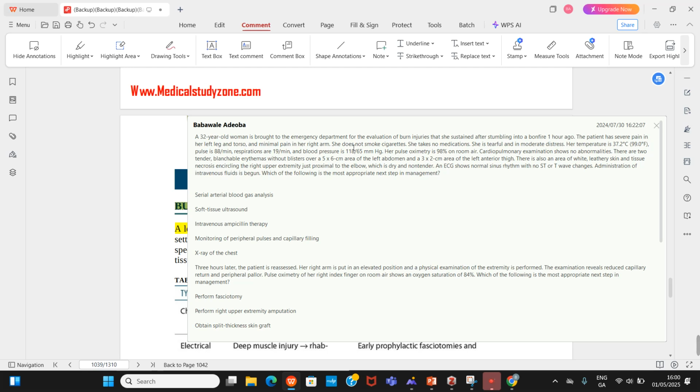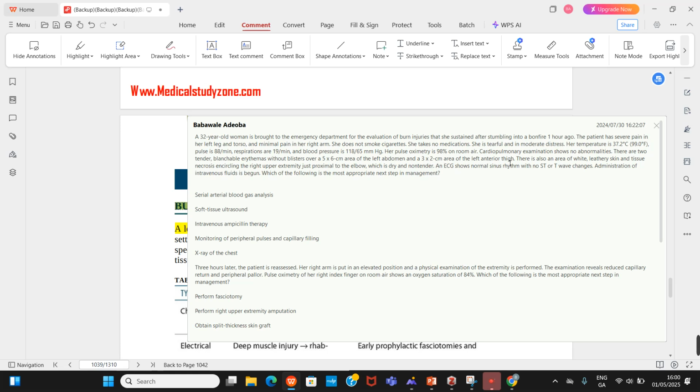She takes no meds. She's tearful and in moderate distress. Temperature is 37.2. Pulse is 88. Respiration is 19. BP is 118. Pulse oximetry is 98. Cardiopulmonary examination shows no abnormality. There are tender, blanchable erythema without blisters. What burn is this? First degree, second degree, third degree, fourth degree? First degree. Over a 5 by something in the left abdomen and in the 3 by 2 in the left anterior thigh.